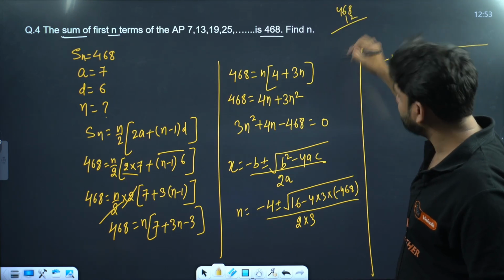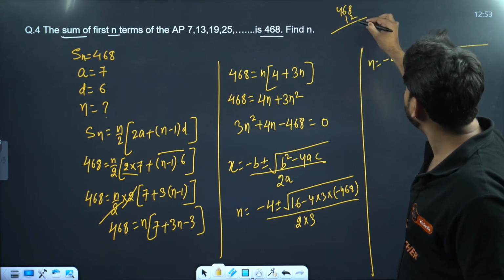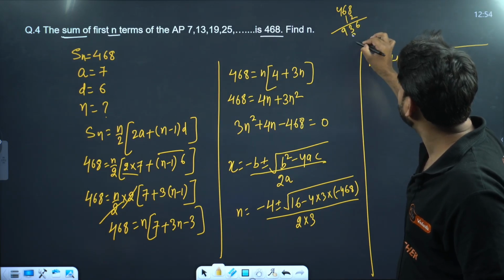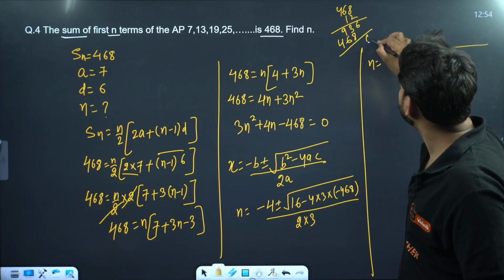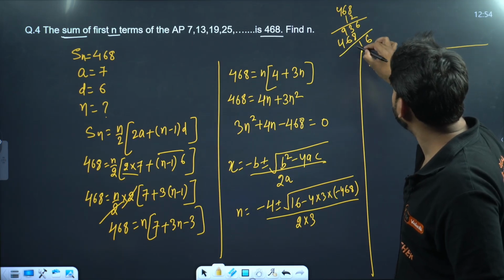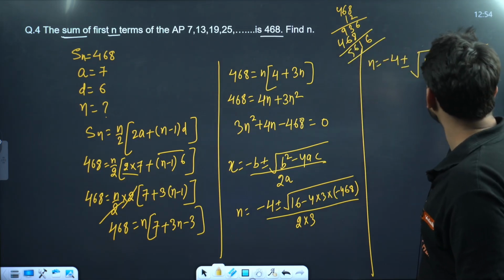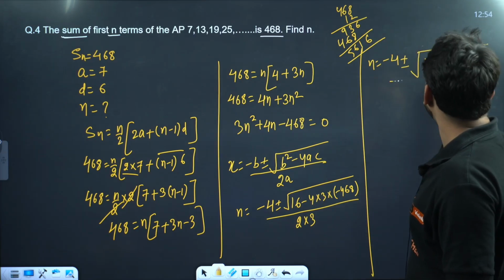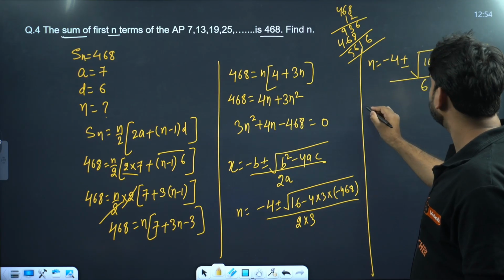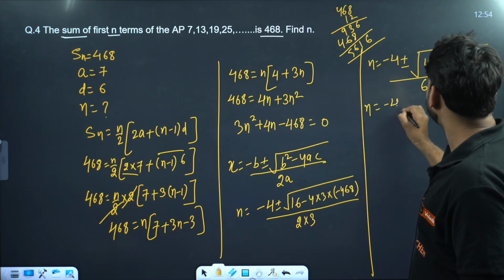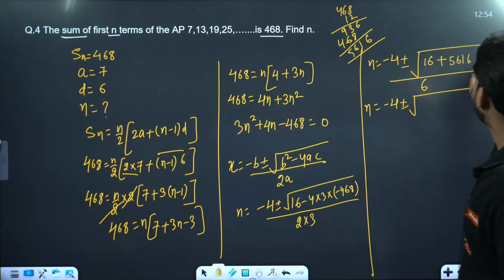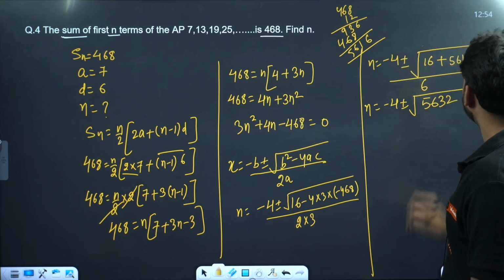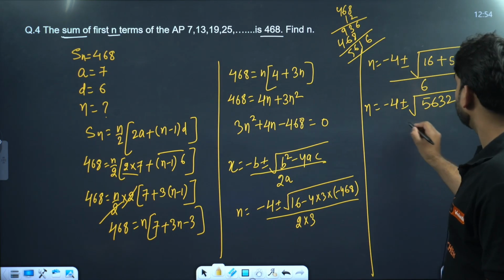468 into 12. This will be 8 twos are 16, 6 carry 1, and so on. So this is 5616. So plus 5616, right? Because minus minus becomes plus, divided by 2 into 3, which is 6. So n is equal to minus 4 plus minus under root 5616 plus 16, and this will be 5632. Right, everyone? 5632 divided by 6.